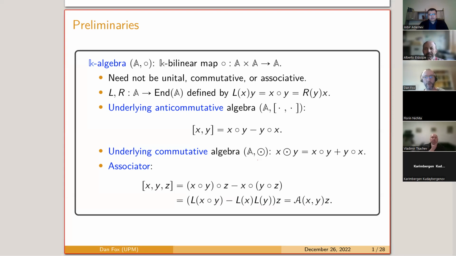And I'll write the associator this way, and at some point I'll want it expressed in terms of these left multiplication operators, and I'll write A_{X,Y} for the associator viewed as an endomorphism, where the last argument is the input.